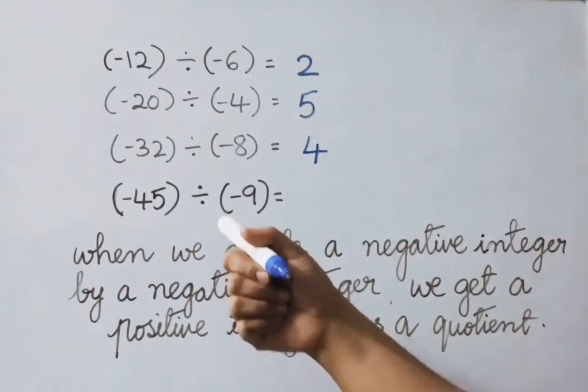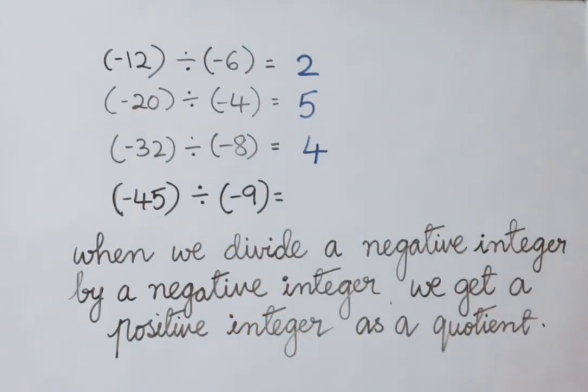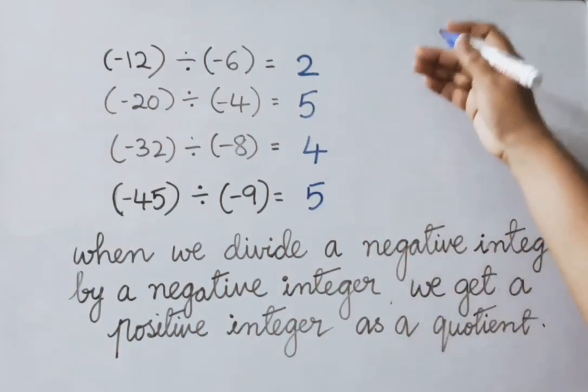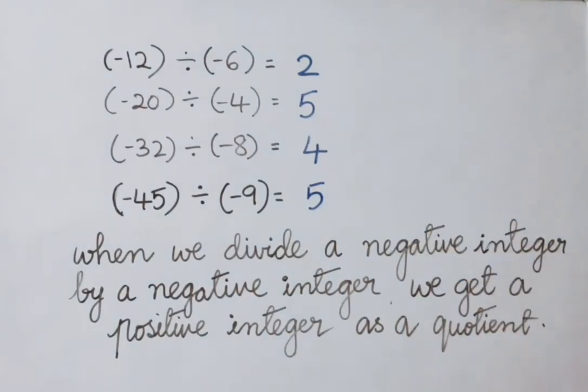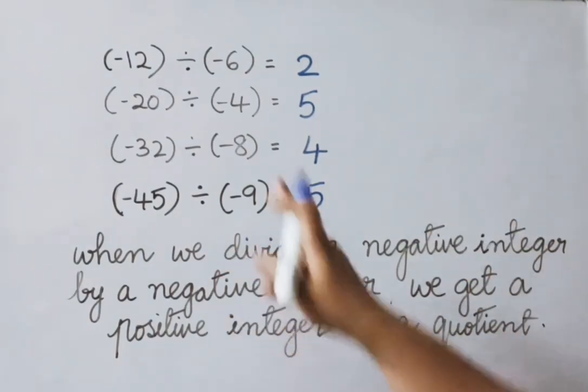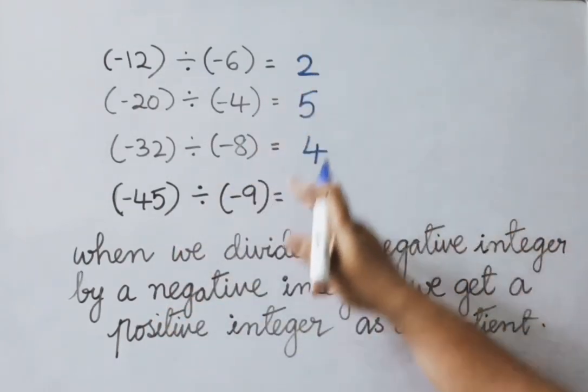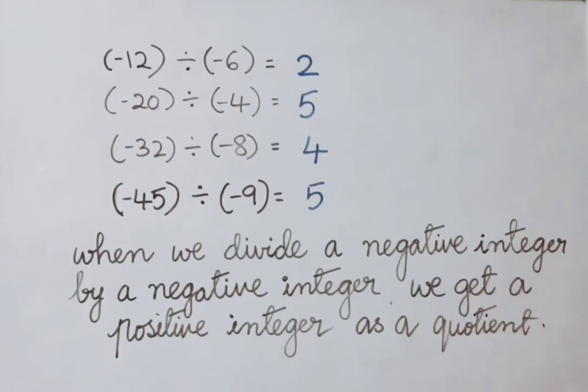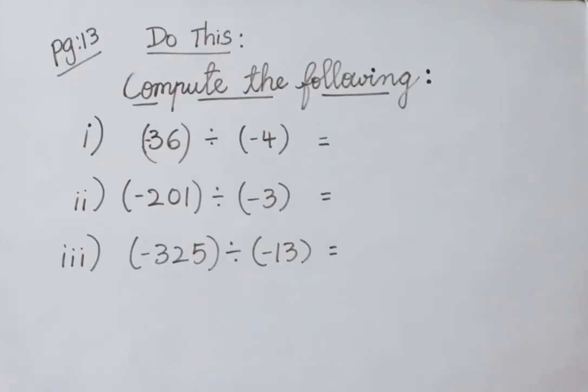Next, minus 45 divided by minus 9. 9 table, 9 5s are 45. So the quotient here is 5. So finally, by observing all these examples, what we conclude is that when we divide a negative integer by a negative integer, we get a positive integer as a quotient. See page number 13. Do this.